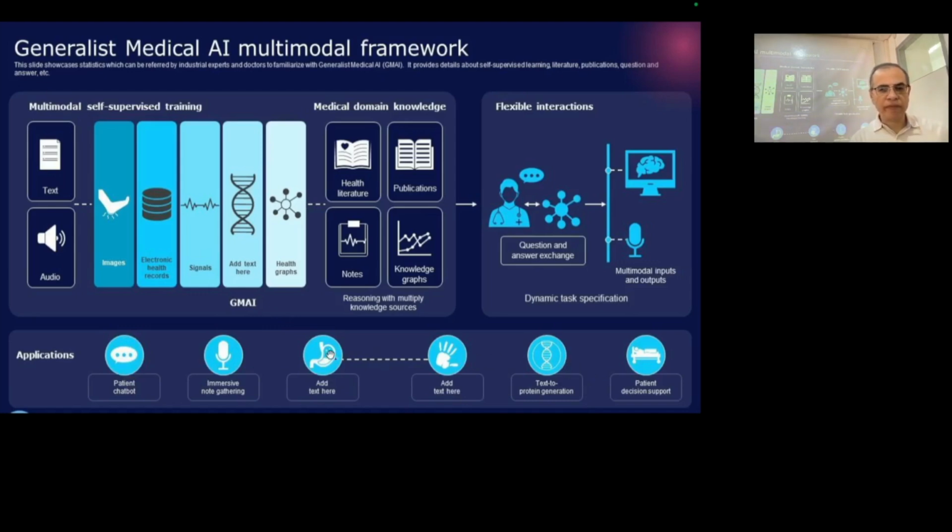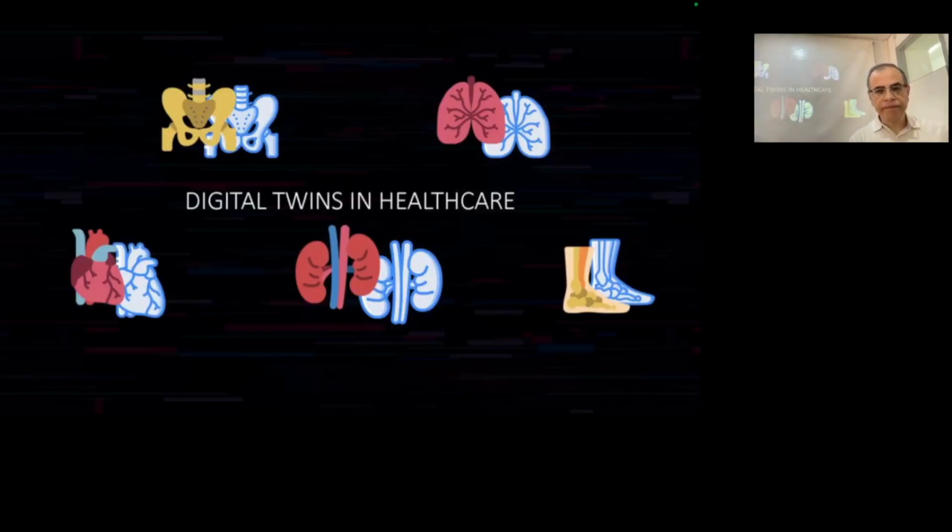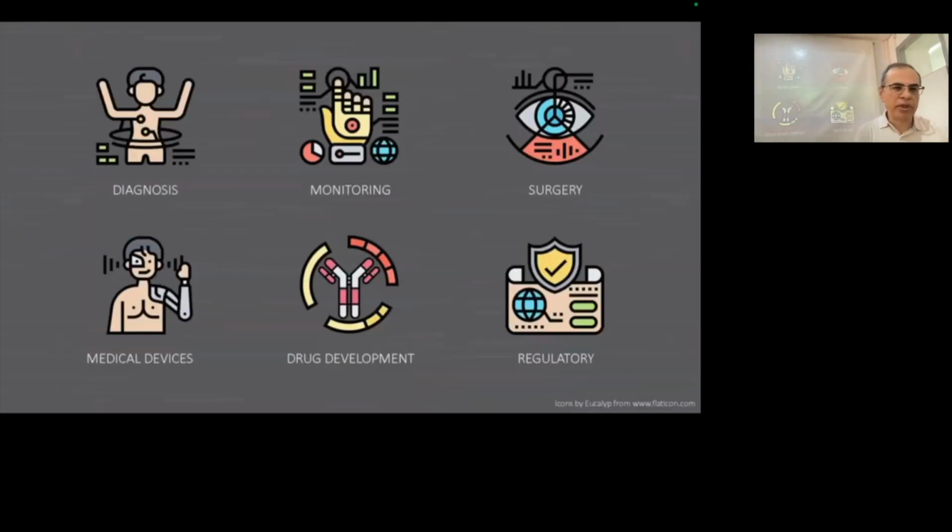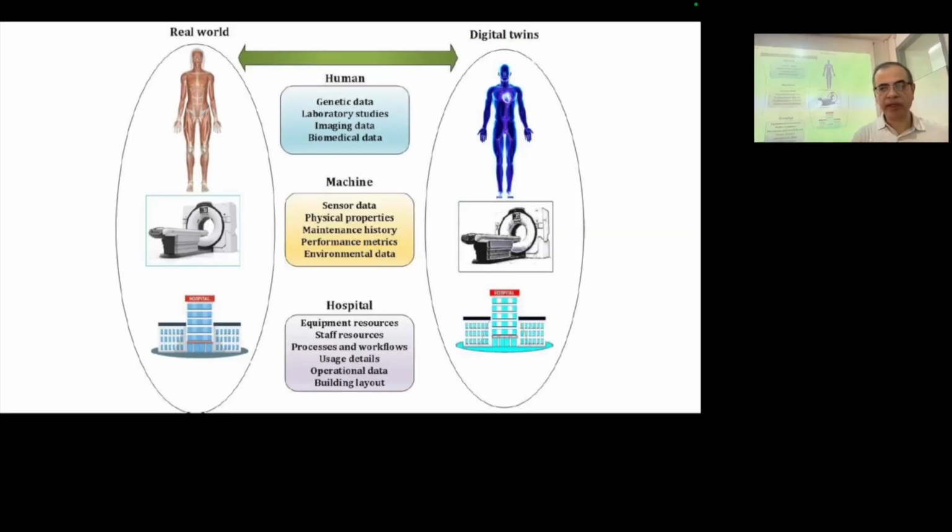Also, you can use some patient chatbots, and you can use it in several aspects of healthcare. Digital twins are also most effective, especially in diagnosis or risk assessment, in therapy monitoring, in surgery. You can check what will be the output or outcome of the surgery. You can use some medical device implementations in drug development and some other areas as well.